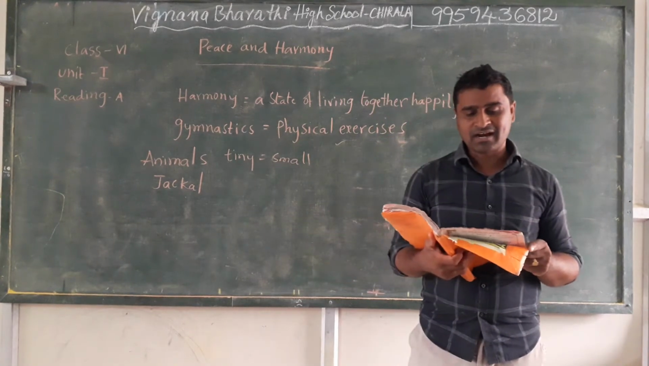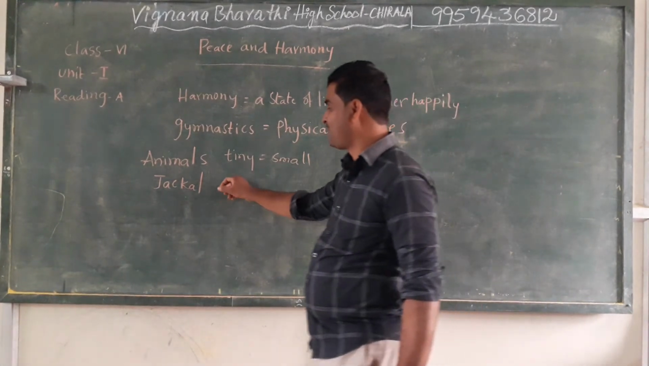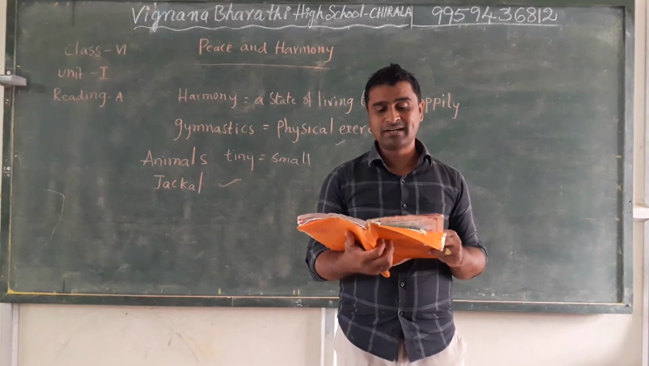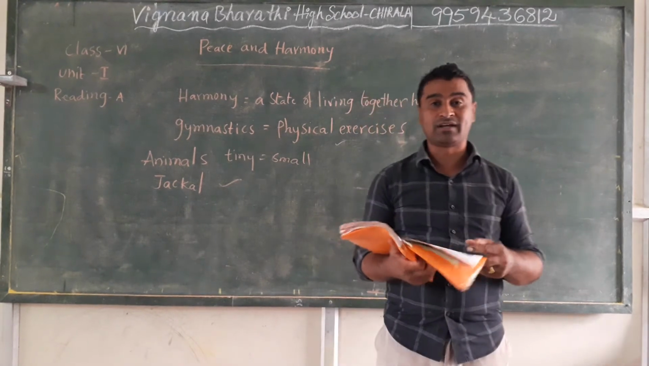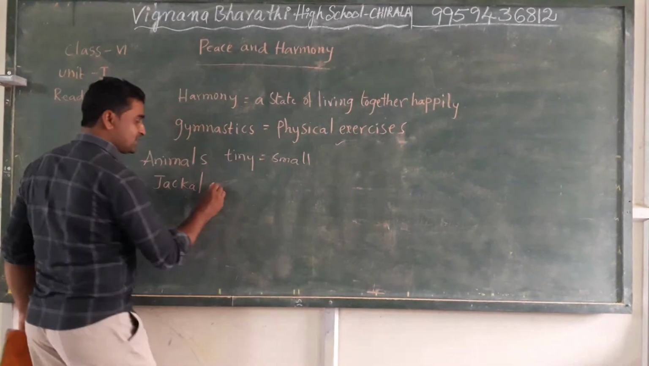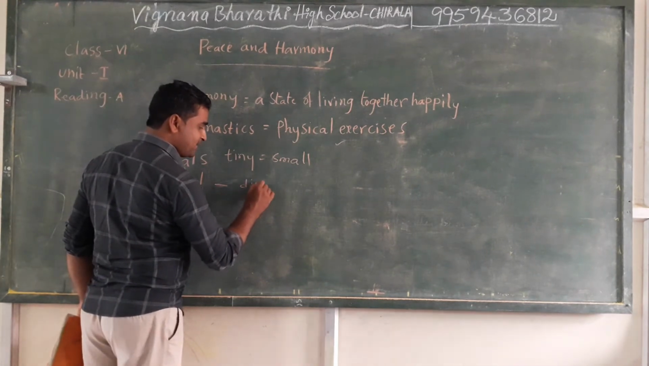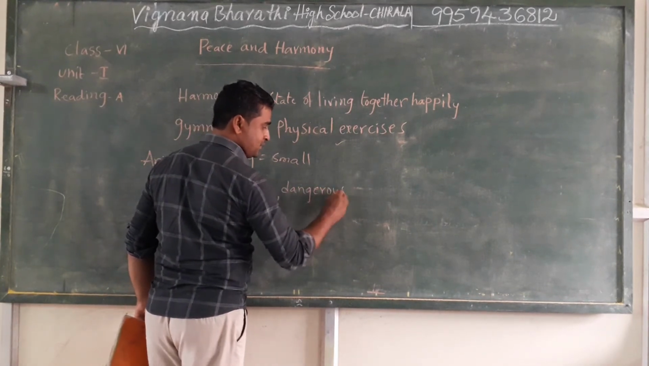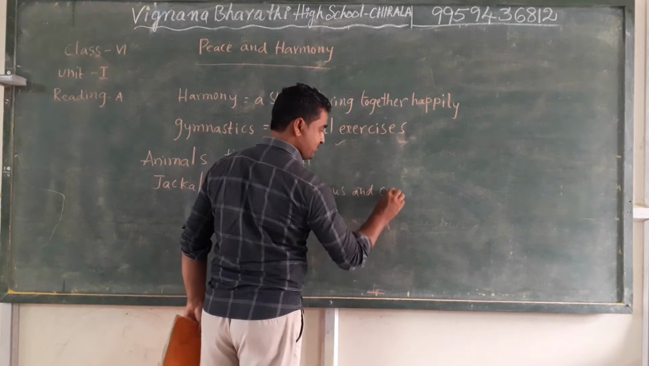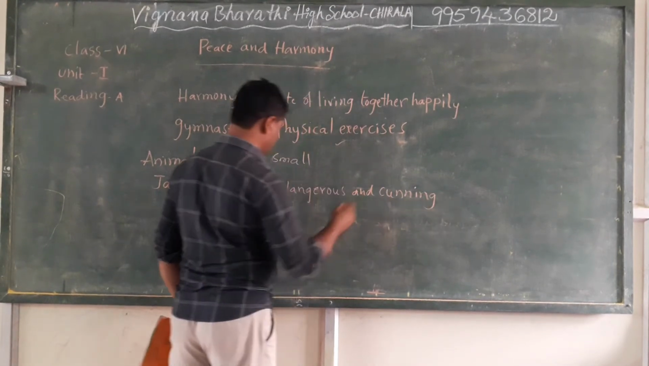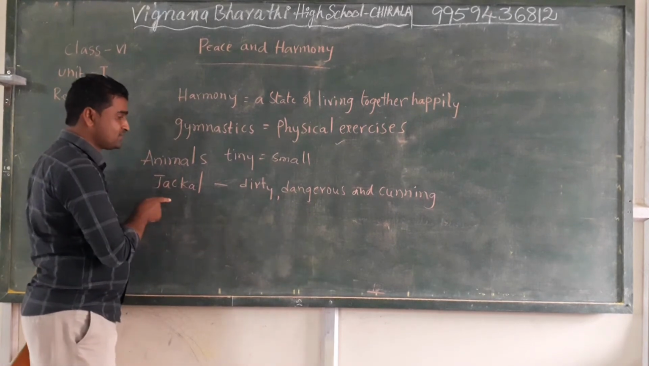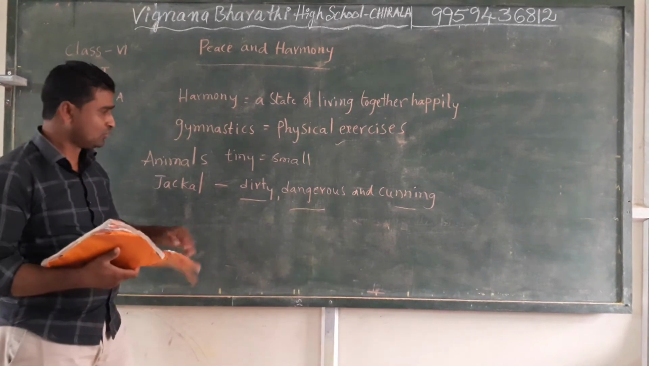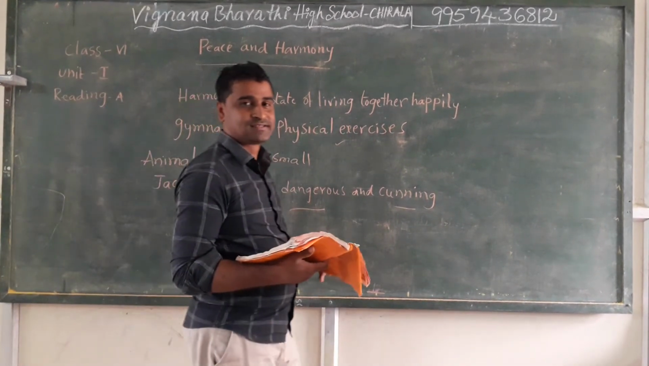One day a jackal entered the forest. So like this happening, one day what happened? A jackal entered the forest. He was dirty, dangerous and very cunning too. The characteristics of jackal: dirty, dangerous and cunning too. The characteristics are the qualities of jackal: dirty, dangerous and cunning. So one jackal entered the forest.